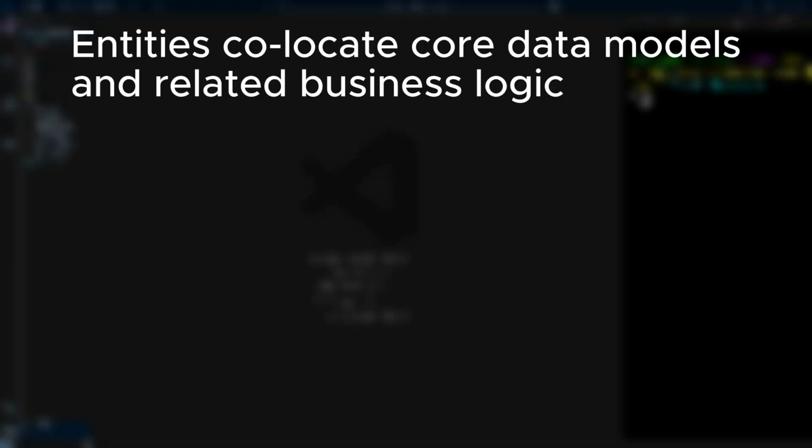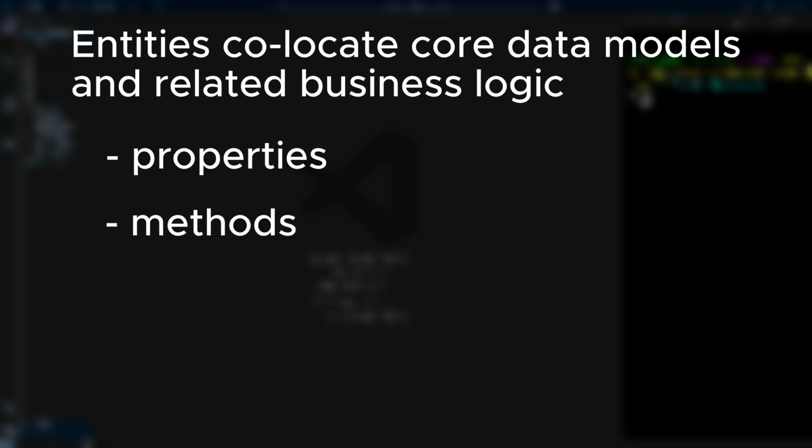Entities collocate core data models and related business logic. Besides the task properties, the task entity can also include a markAsComplete functionality or method. This method will check if the task is already completed. If so, we'll throw an error, otherwise it will complete the task.